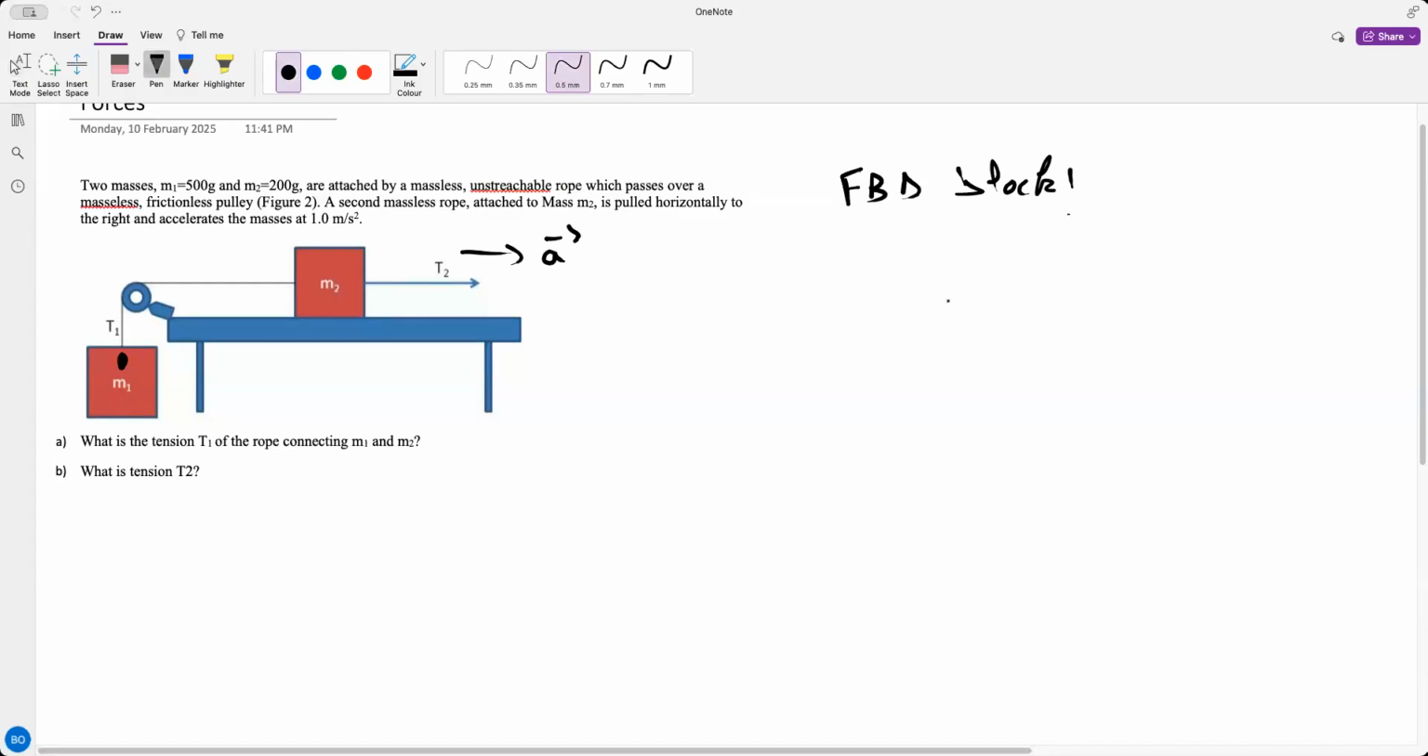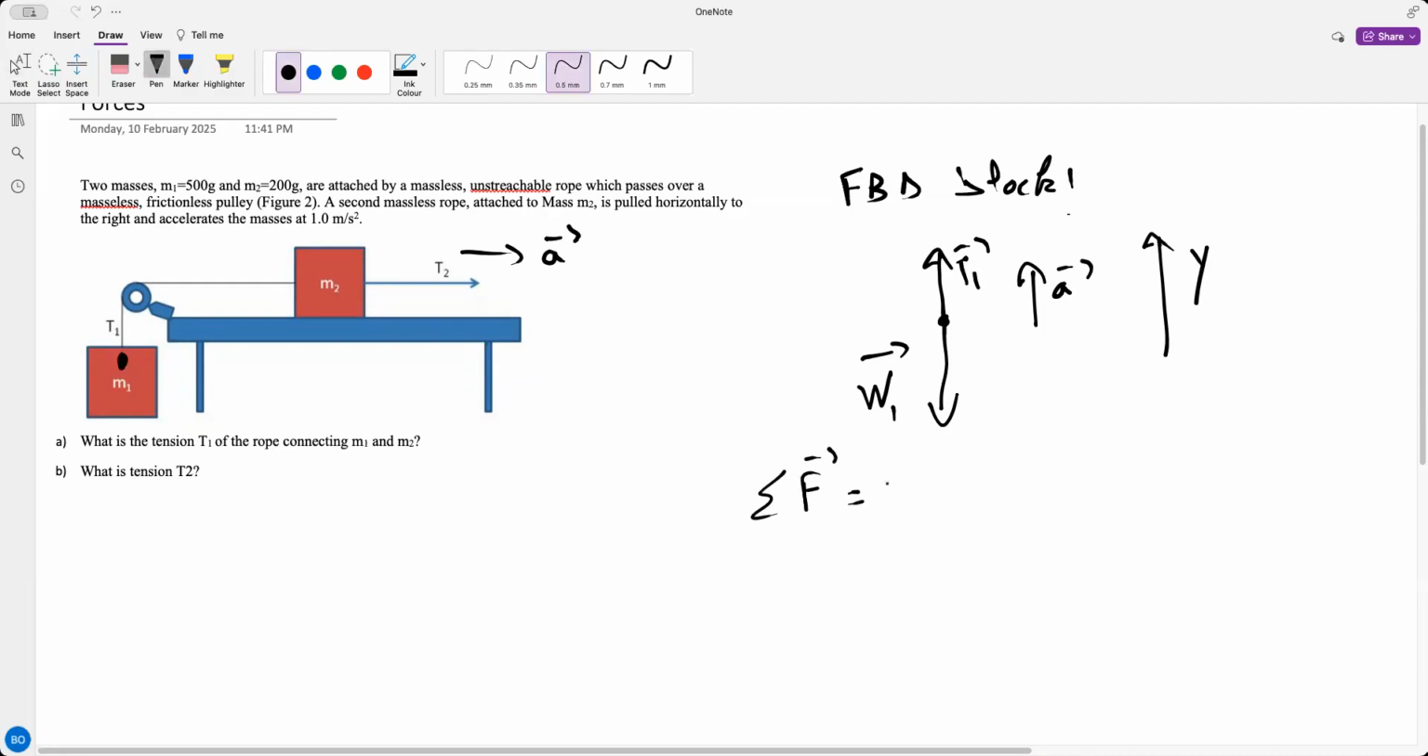So block 1, you can see easily that there is a tension T1 acting on it, and then the gravitational force, okay? And the acceleration is in this way. If I take the y-axis, the sum of the forces is equal to m1a.